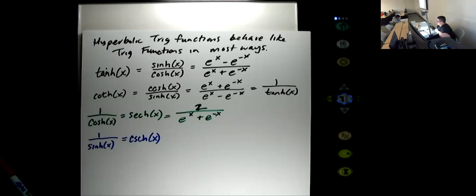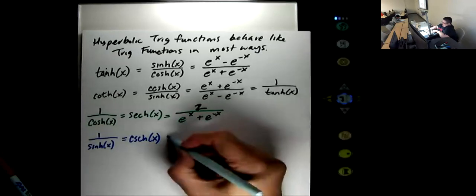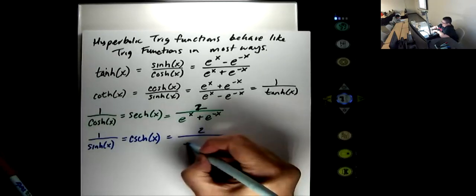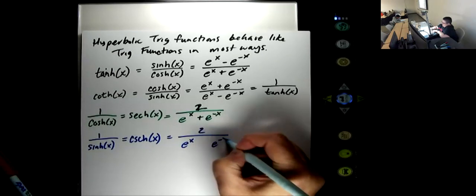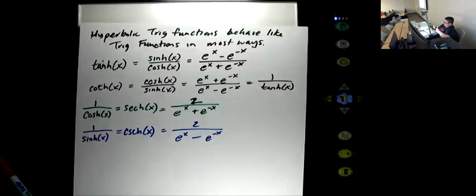There are no vowels in there. I don't know how to say it. There's a 2 on top. It's still got the e to the x and e to the negative x, but there's a minus sign.